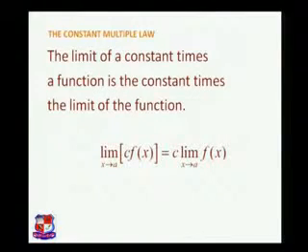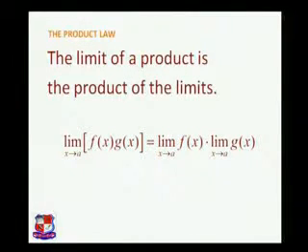This is the multiplication of a function with a constant, and if we take the limit, it is equal to c times the limit of function f(x). And then for the multiplication, limit x tends to a of f(x) into g(x) is equal to limit x tends to a of f(x) into limit x tends to a of g(x).